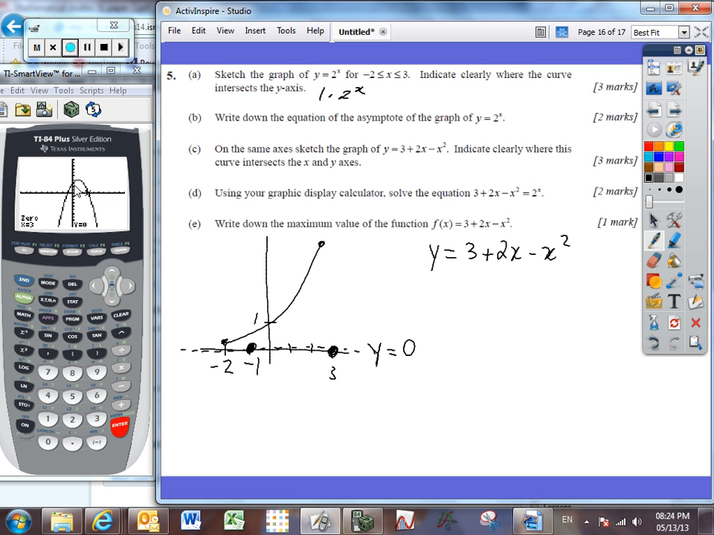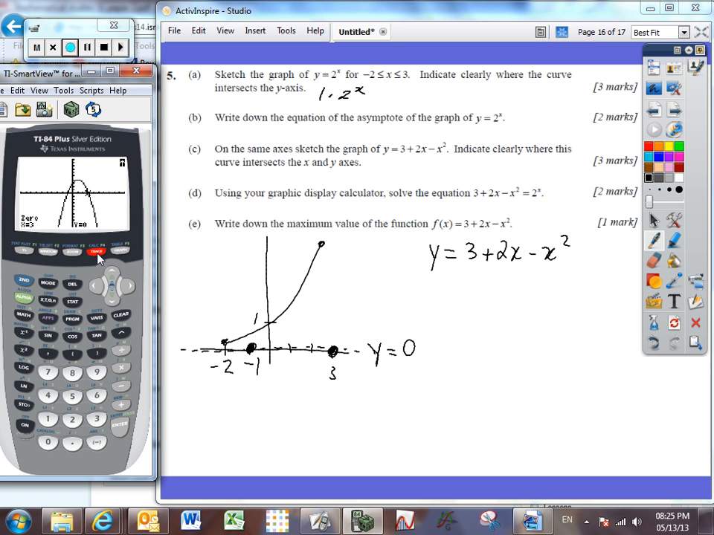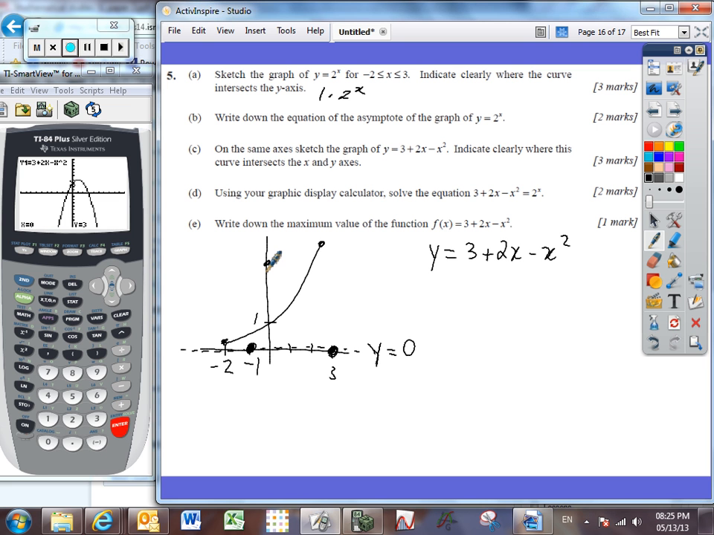Let's find out where it intersects the y-axis. At the y-axis, we know that x is equal to 0. So let's find out what the corresponding value is when x equals 0. We'll say second trace, and we want to find out what is the value, so option 1, what is the value of the function when x is equal to 0? And this will tell us the y-intercept. It occurs when y is equal to 3.